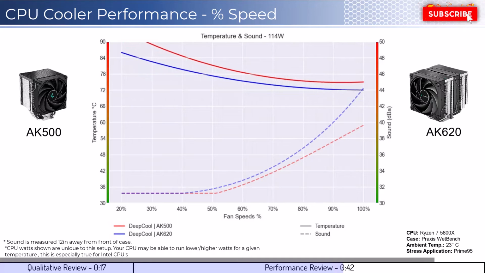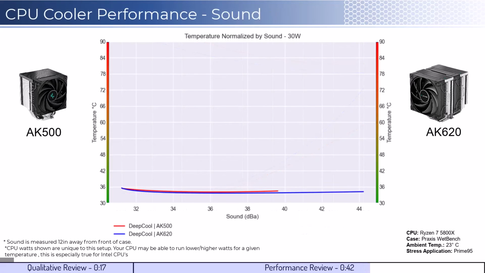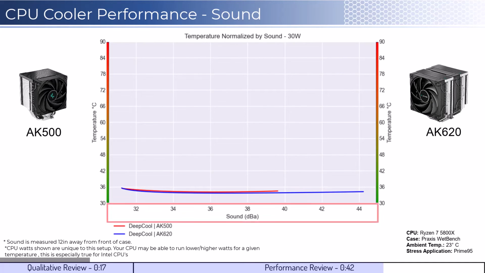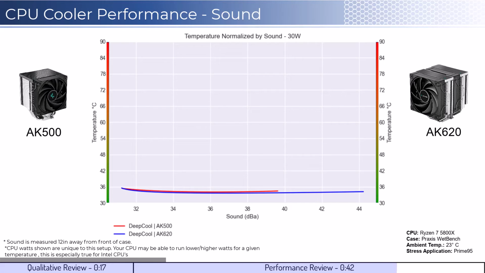Next, we will look at the CPU overclocked to 125 watts. This shows that the AK620 provides materially better cooling performance at noticeably higher noise levels. For the second set of comparisons, we will look at the performance for a given noise level. The graph shown has noise on the bottom axis, while keeping temperatures on the side axis. Note that lower is still better for this graph.